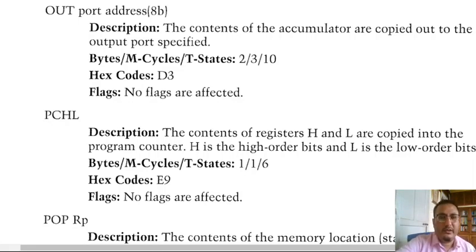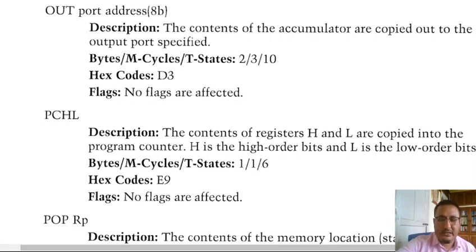In contrast to IN, where the content of the input port is loaded onto the accumulator, in case of OUT, the content of the accumulator is copied onto the designated output port. It requires 2 bytes, 3 machine cycles, and 10 T states. The associated hex code is D3, and none of the flags are affected.